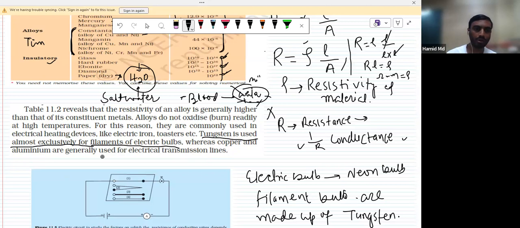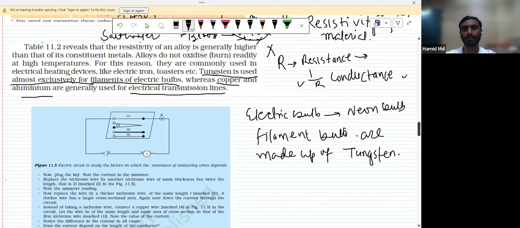Whereas copper and aluminum are generally used in electric transmission lines. That's also something you have seen in our villages across India. But we don't use copper nowadays because copper gets stolen. So that's why copper is not used, but aluminum is generally used. Clear? Yes, sir. Have you noted down? Yes, sir. Okay. So now we have this small activity.